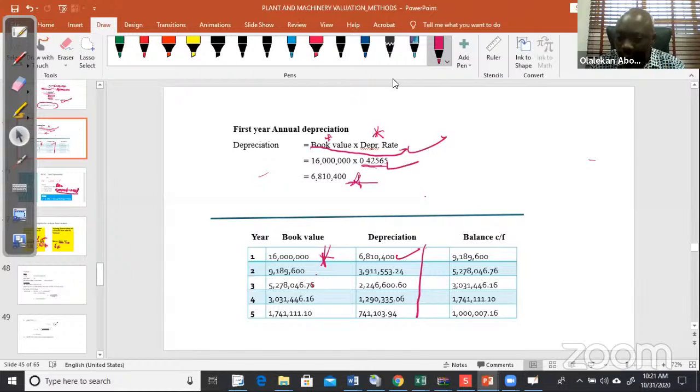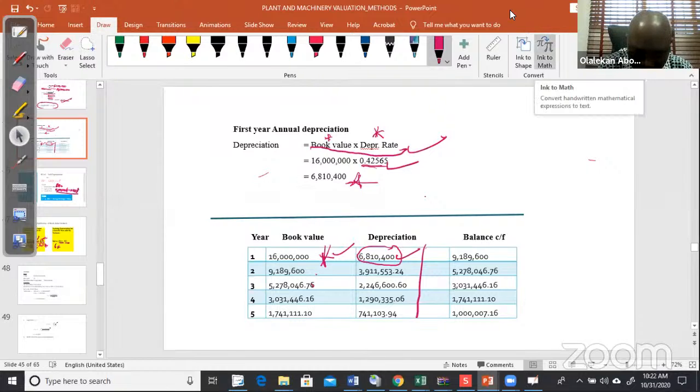For your year one, your depreciation is limited to this. You will remove it from your 16 million. You will have this. Okay, somebody is chatting. Let's see, maybe there is an issue. Thanks, sir. I got it now. Okay, good. I think we can then proceed.